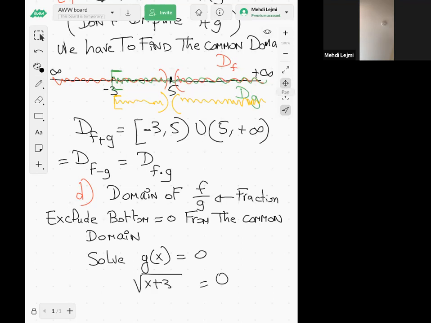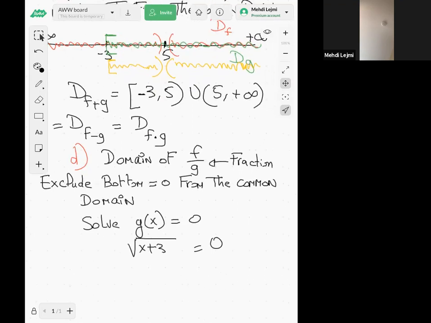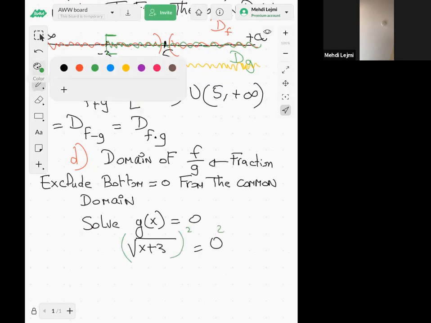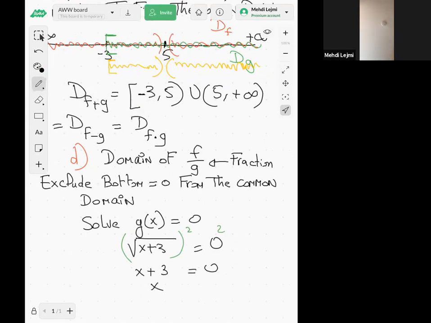So then, you can apply a square root both sides. Sorry, you can apply square both sides. So then this is x plus c equal to 0. And so your x, of course, is -3. So this is to be excluded from the common domain, right? So again, here's my common domain. This is my common domain, right? This is my common domain, and I have to exclude now this -3.